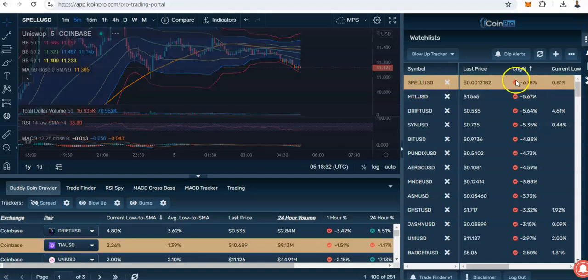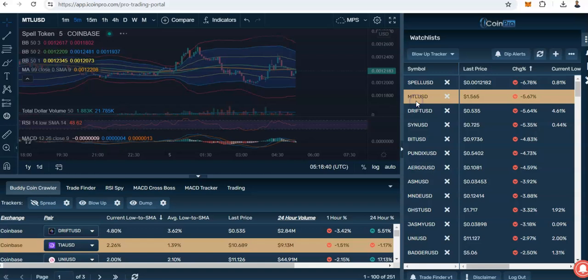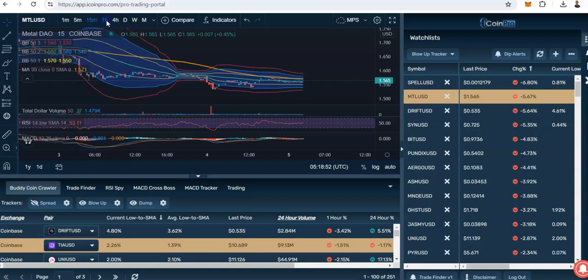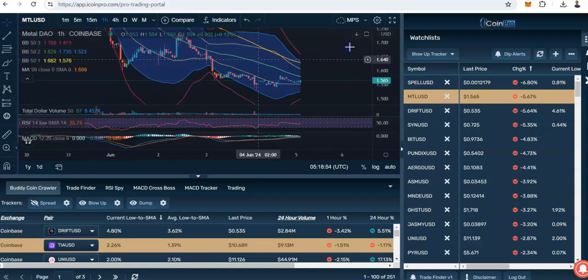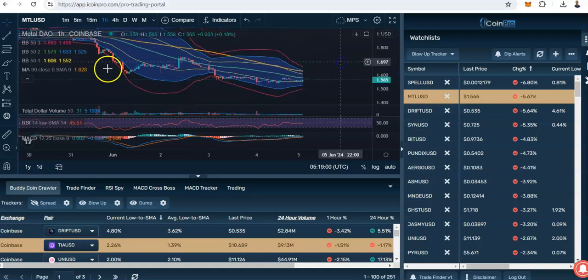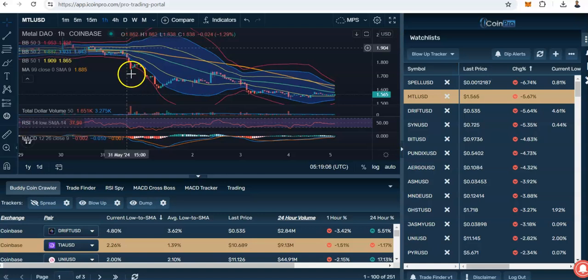We can see spell is the one that's dropping the most on here overall. And then we can see MTL is dropping right here. Okay, so the percent change. Okay. We can even zoom out and see dips on the 15-minute or the 1 hour. Okay. So like right here, we can see it, the squeeze bubble 1, 2, 3 right here. Okay, so it's squeeze, bubble, 1 dip, back inside the Bollinger Bands, 2 dips, back inside the Bollinger Bands, 3 dips, there's your trade right there.